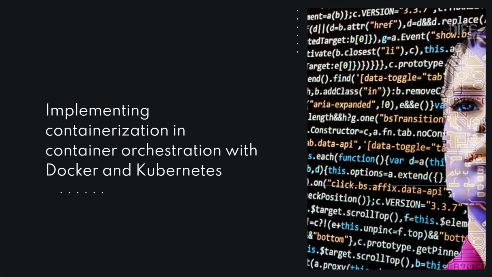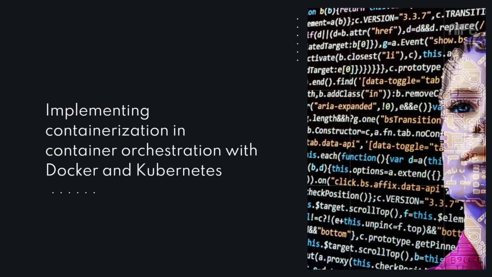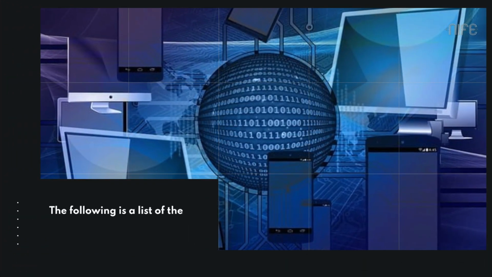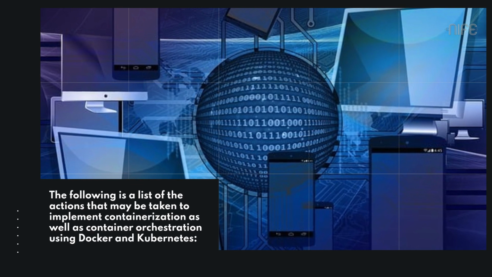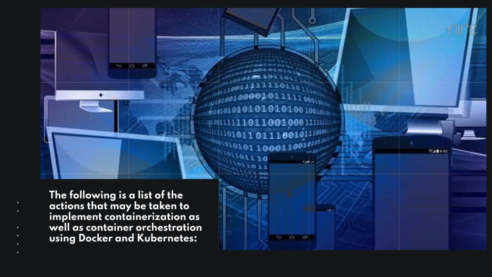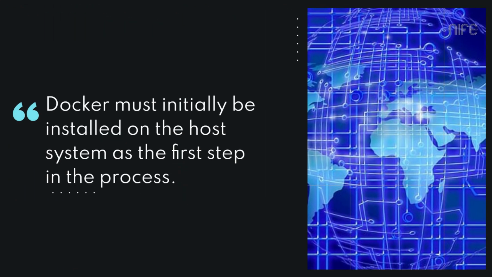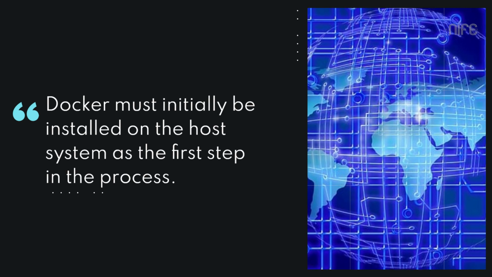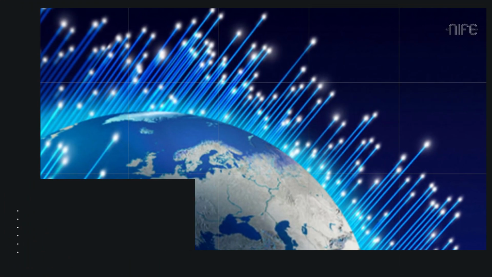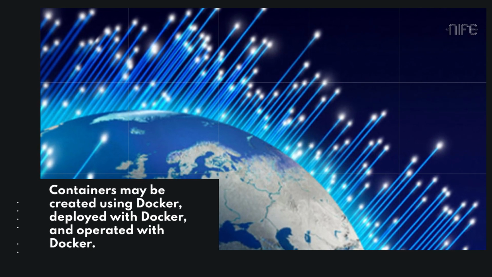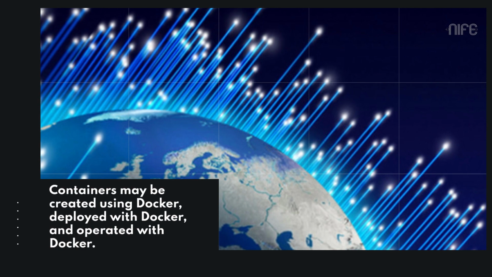Implementing containerization in container orchestration with Docker and Kubernetes. The following is a list of the actions that may be taken to implement containerization as well as container orchestration using Docker and Kubernetes. Docker must initially be installed on the host system as the first step in the process. Containers may be created using Docker, deployed with Docker, and operated with Docker.